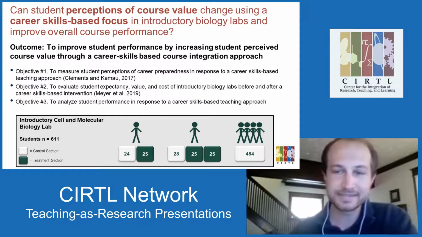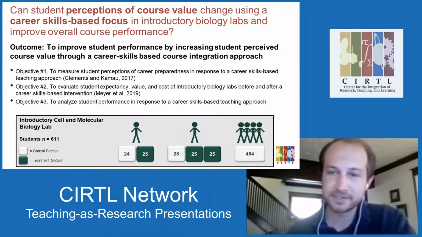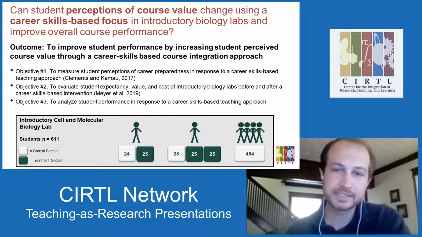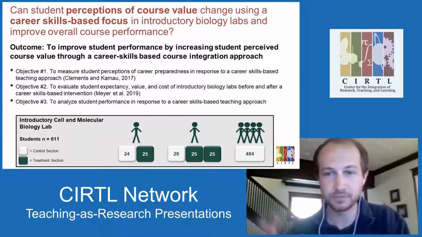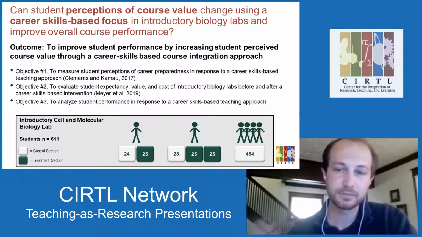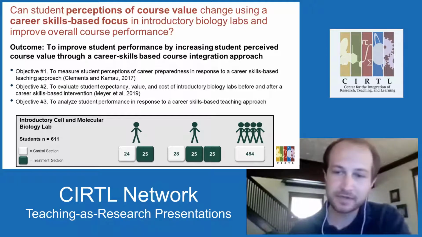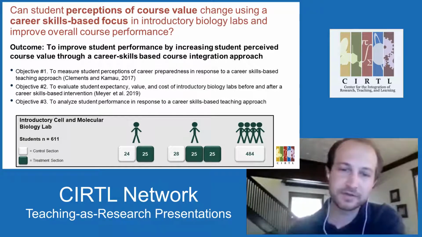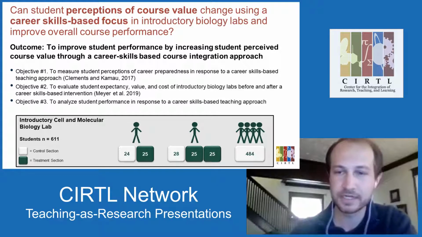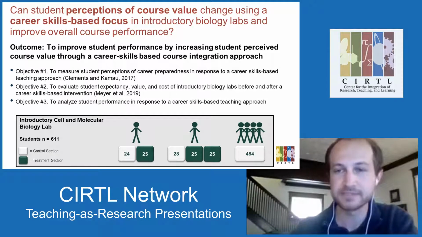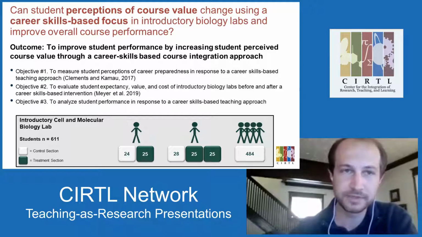So to provide some context for the course that I'm working in, it's a large introductory cell and molecular biology lab, 611 students total. There were 2 instructors that were implementing this intervention in their sections. Each of these instructors had one comparison group and 1 or 2 classes where they're doing this intervention strategy. And then all the other instructors served as another set of controls of the other 484 students. So this is the base of where we're working.